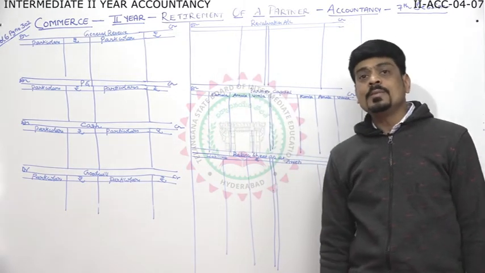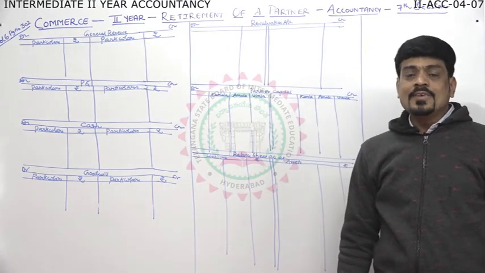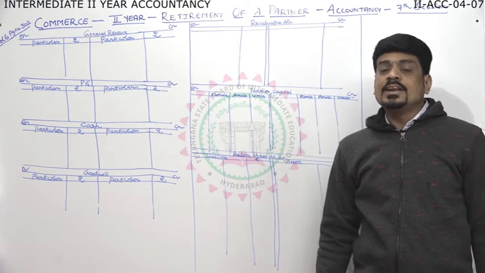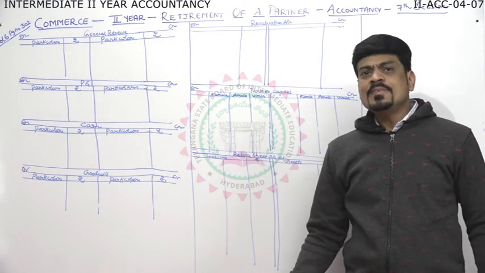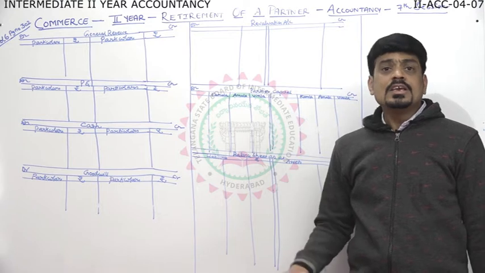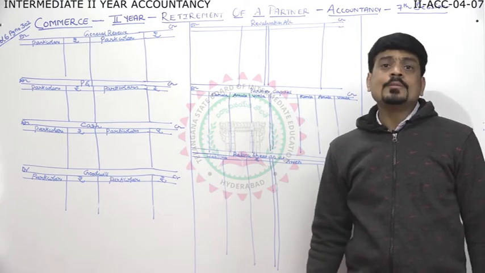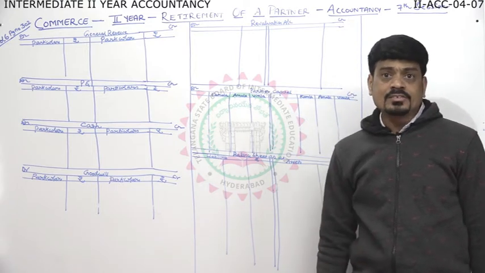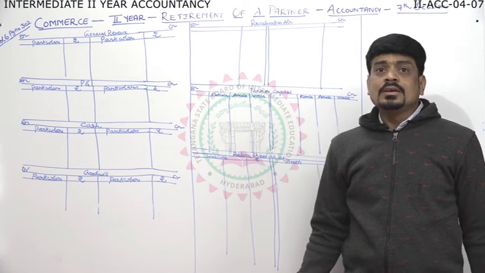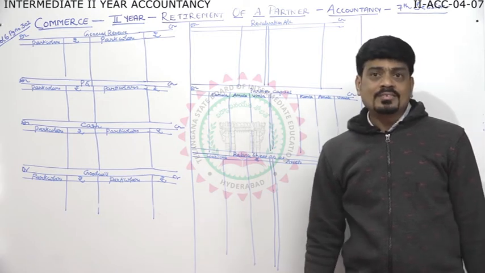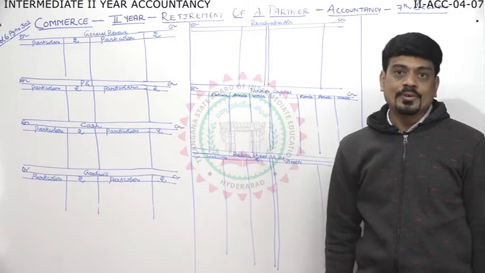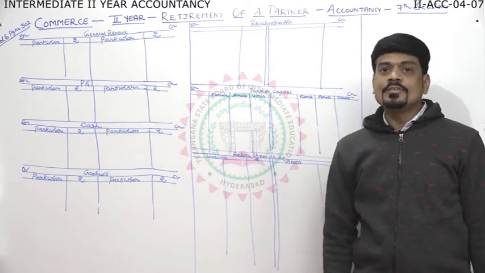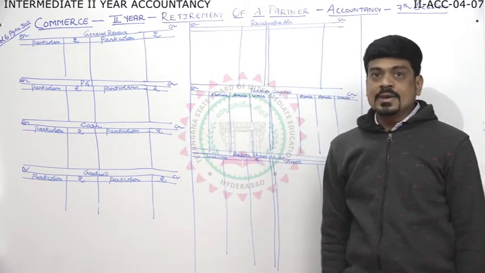What do you mean by retirement? Nothing but when one partner wants to leave the firm. There may be various reasons, like he may not be well, or there may be a misunderstanding between the partners, or he may be going to some other place. So many reasons are there where he is going to leave the firm. That leaving of the firm, we call it retirement.